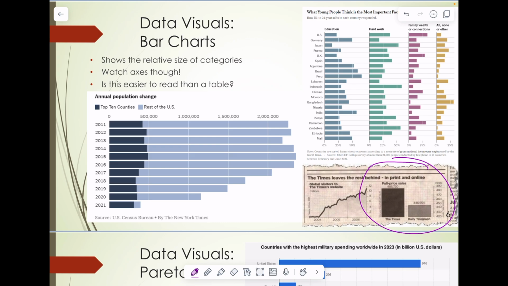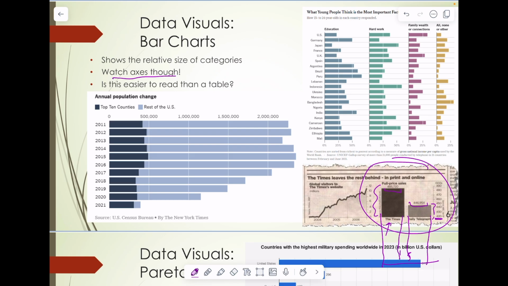So this is something from some newspaper clipping. It looks like the Times has more sales than the Daily Telegraph, and it looks like the Times is more than double the sales. Do you see that? That is not true at all. They're actually very close. The way that they achieve this deception is by starting the bar chart at 420 rather than way down here at 0, where they would look a lot closer. Anyway, so watch the axes. People may try and trick you.